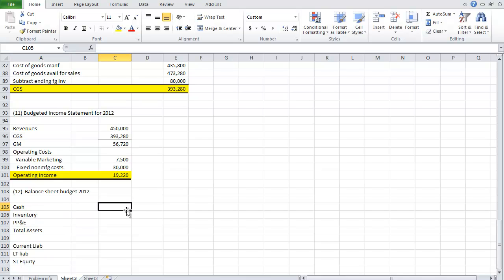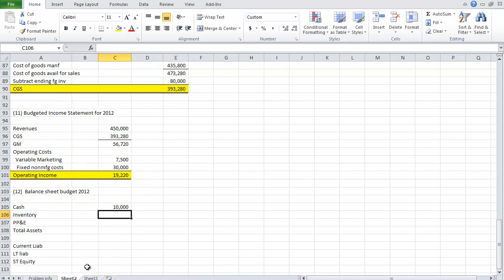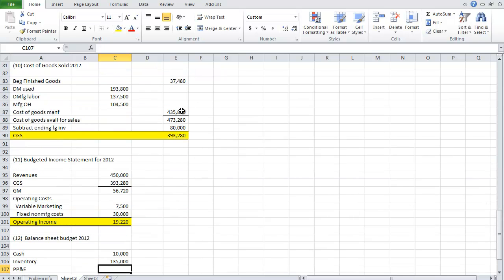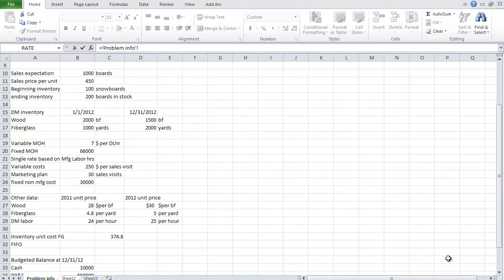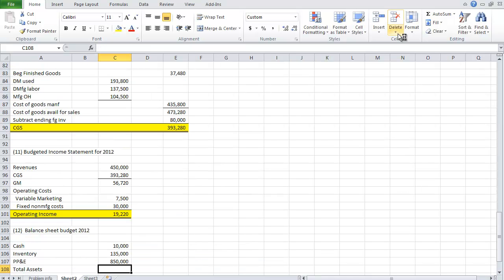So if we pick these up, we'll have cash. That comes from our problem. We would have to know these assumptions. Now there was an appendix that actually told you how to project cash, but we didn't have enough information to do that. We have our ending inventory. We have our plant, property, and equipment that came from our assumptions. This will give us our total assets.